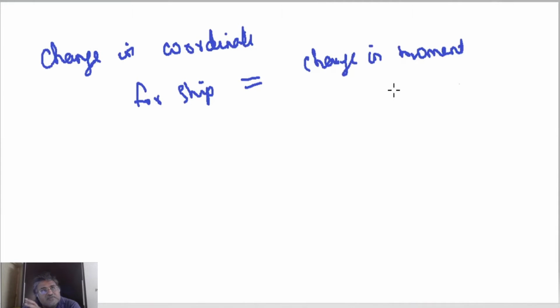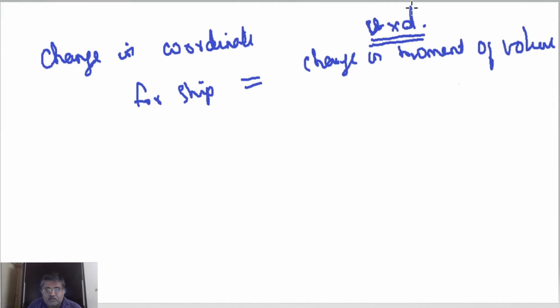Volume also follows the same principle as the weight or mass. Mass, weight, volume, everything follows the same principle. They all have a centroid like that. So the change in coordinate for a ship, therefore, is the change in moment of volume. What does it mean? It means that V into D. V into D is the moment. D is the distance through which the volume moves. This is the case for volumes.